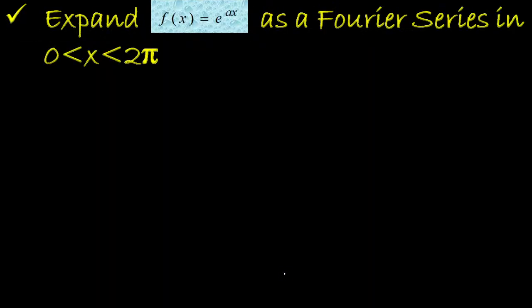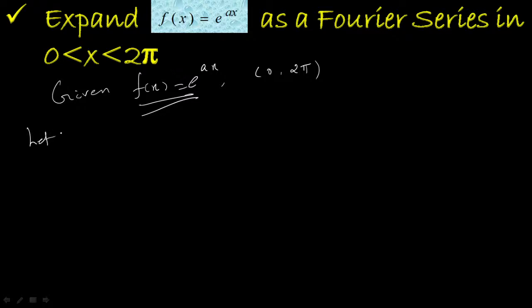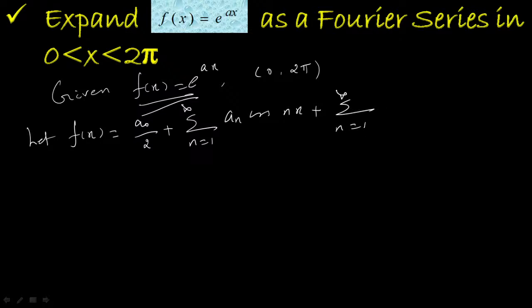Expand the function f of x is equal to e power ax as a Fourier series in 0 to 2 pi. So first let me write what is the given function. Here the given function is f of x is equal to e power ax. That is an exponential function defined in the interval 0, 2 pi. So first let me write down the general form of the Fourier series. That is, write f of x is equal to a naught by 2 plus sigma n is equal to 1 to infinity a n cos n x plus sigma n is equal to 1 to infinity b n sin n x. You take this as equation number 1.